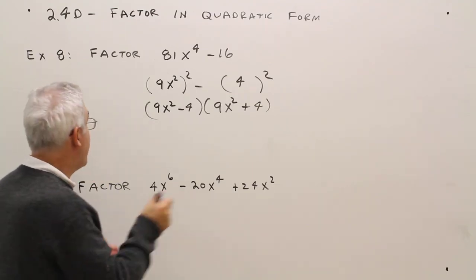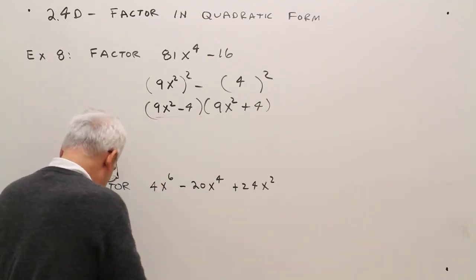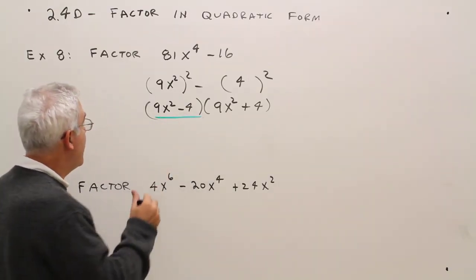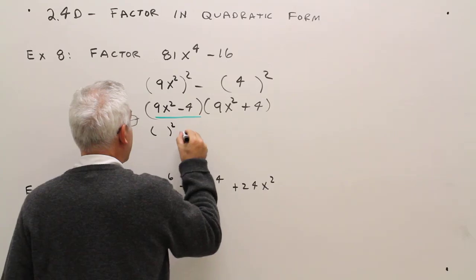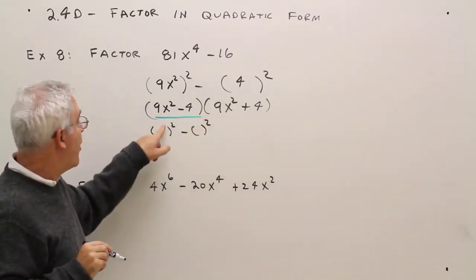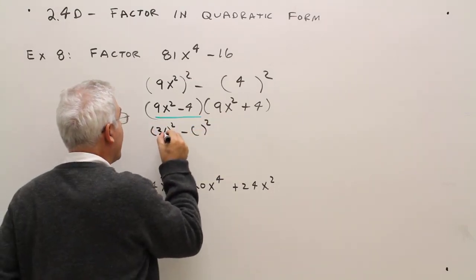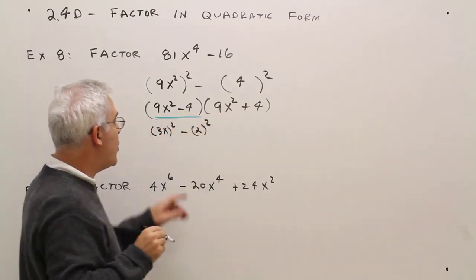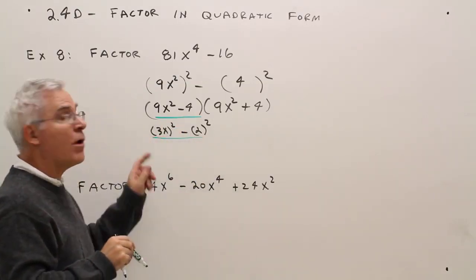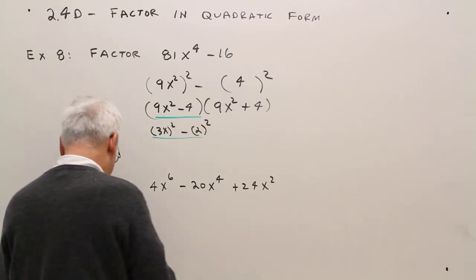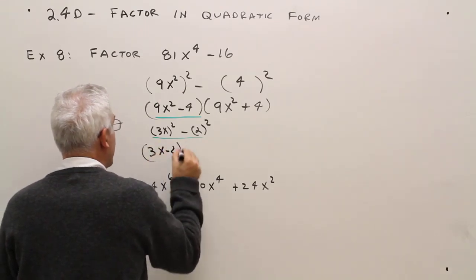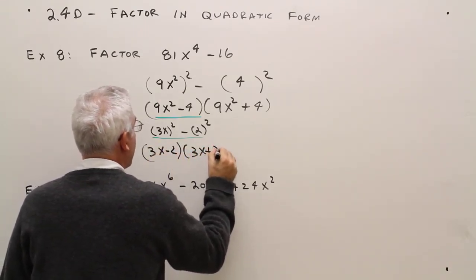But wait, there's more. You are also a difference of squares because you could be written as somebody squared minus somebody squared. Just this here, not that. Who are you? (3x) quantity squared minus 2 quantity squared. So just this green stuff will turn into 3x minus 2, 3x plus 2.